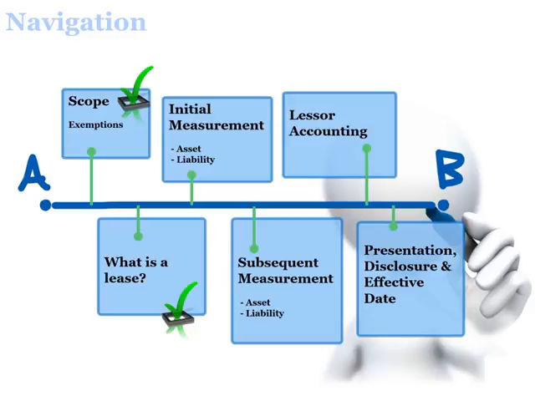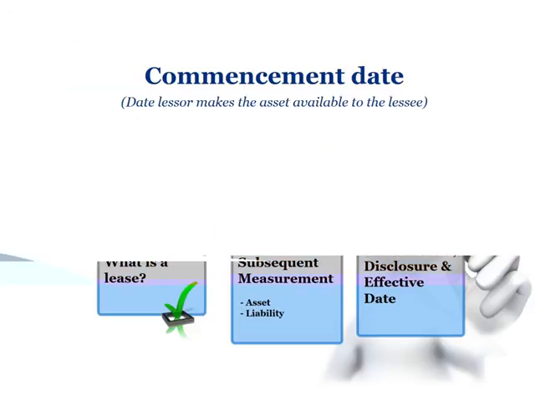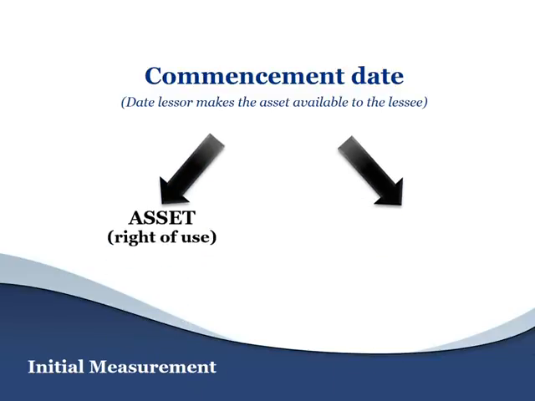And let's take a look to start off with at the initial measurement. Now, at the initial measurement, effectively, you're required to recognize both an asset, being a right to use the asset, and a liability. As I said, this is a single model leasing standard. In other words, it's not like the old one where we would say what is a finance lease, what is an operating lease, and then a very different accounting. For lessees, if you're in the standard, there's one model, and that is the one on the screen. Capitalize the asset and capitalize the liability.